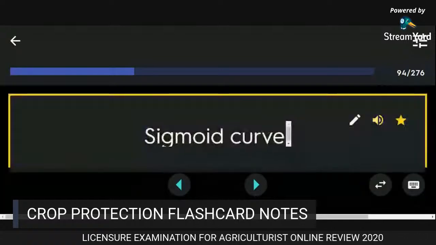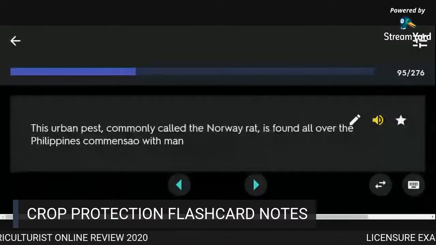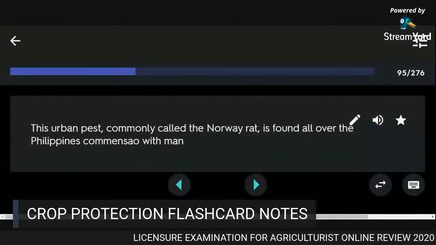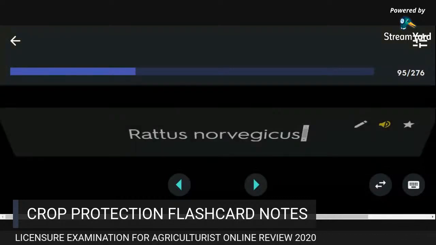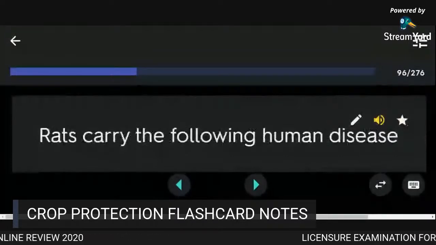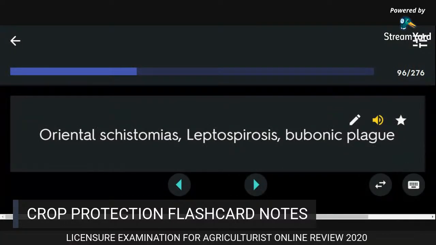This urban pest, commonly called the Norway rat, is found all over the Philippines, commonly shy with man: Rattus norvegicus. Rats carry the following human diseases: oriental schistosomiasis, leptospirosis, bubonic plague.